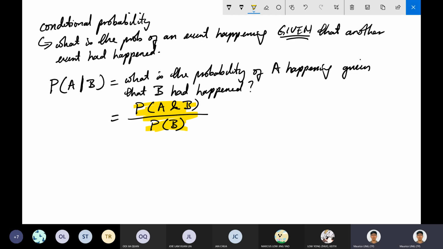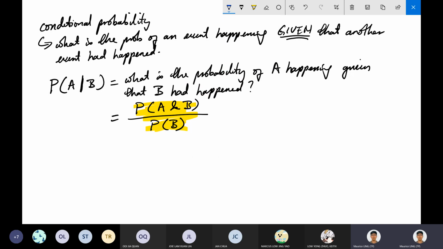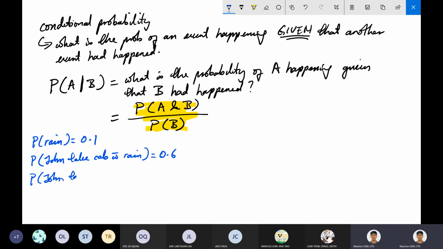Let me just change the color. Light blue. Okay. So for example, we say that the probability of rain is, let's say, 10%. And we say that the probability of, let's say, John taking a cab when it rains is 60%. The probability of John taking a cab without rain is maybe 20%.